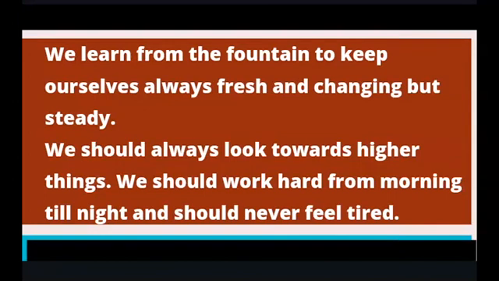So what did you learn from this poem? You learned from the fountain to keep ourselves always fresh and changing but steady. We should always look towards higher things. We should always aim for higher things. No matter how many times we fall, how many times we fail, yet we need to rise and try again, isn't it? We should work hard from morning till night and never feel tired, and we should always remain happy and cheerful, isn't it, students?